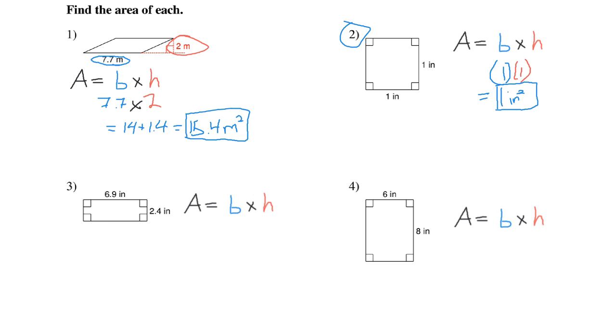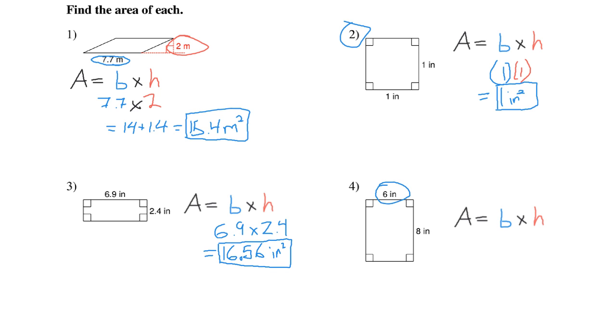In number 3, we have again base times height, so that's going to be 6.9 times 2.4. And we probably want a calculator for this one, but when we multiply those out, that's actually going to give us 16.56. And again, that's going to be inches squared since we multiplied inches by inches. So our answer here is 16.56 inches squared.